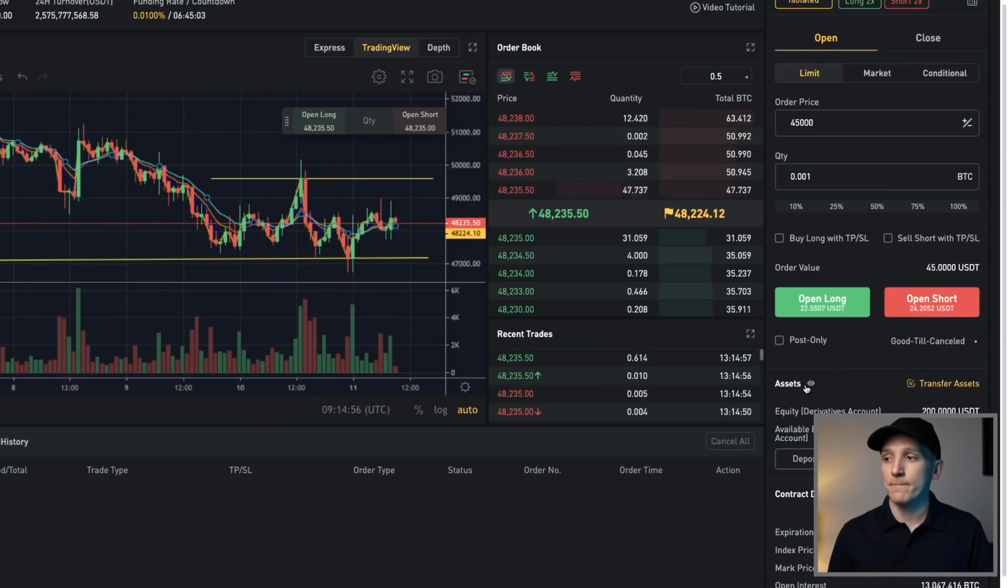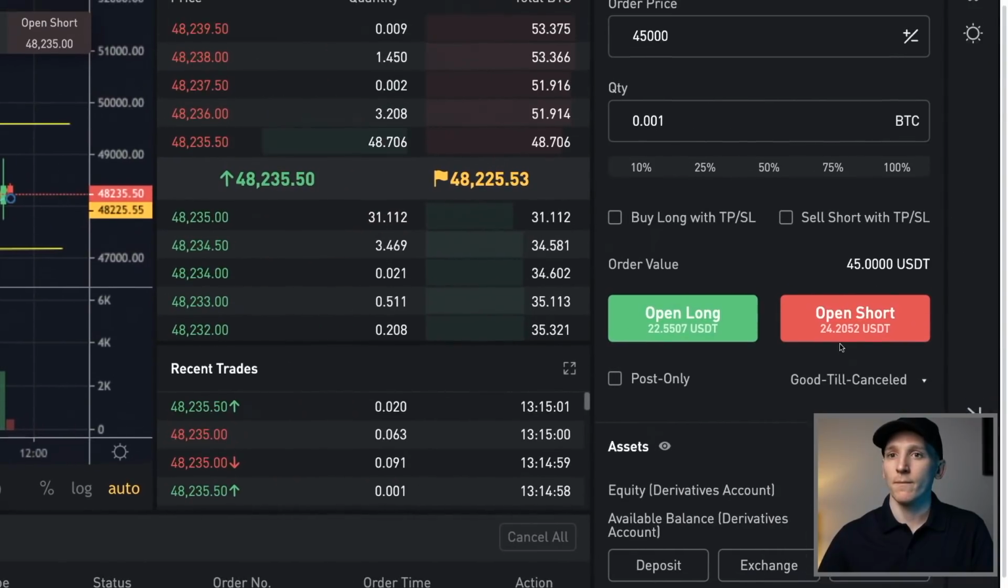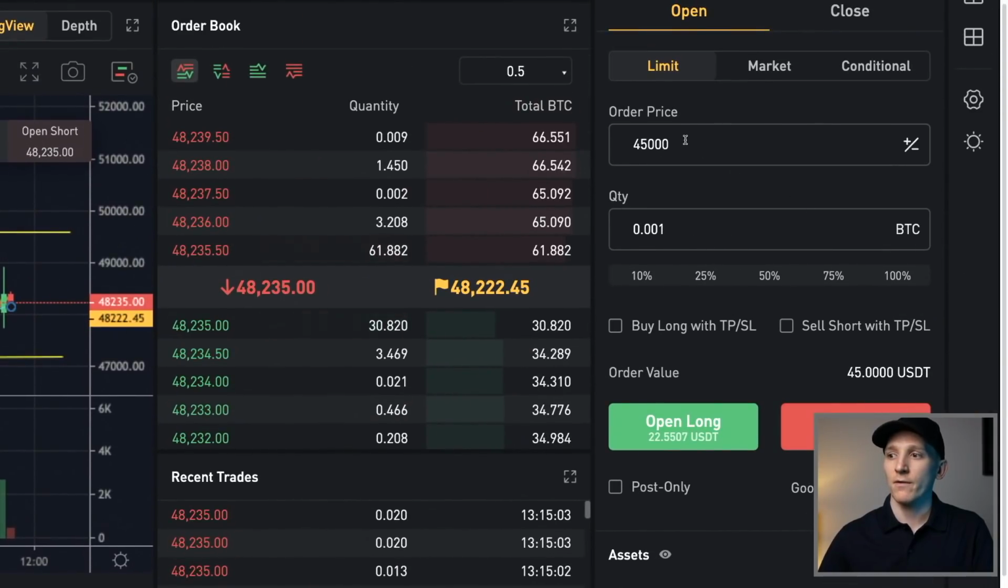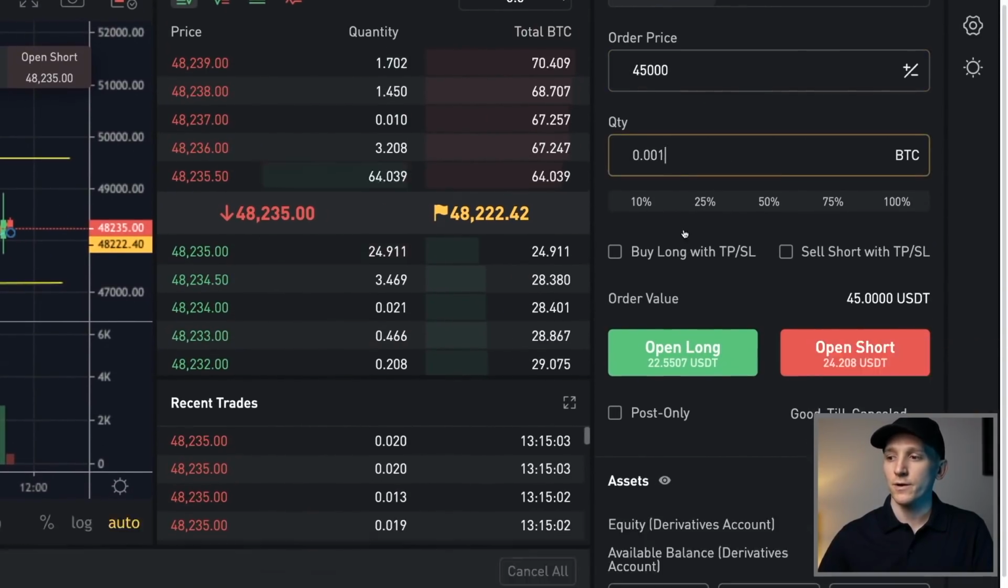I do suggest that if you're trading on leverage, because it's just going to mitigate some of your risk. So exactly the same parameters, and we're going to go through. So let's say we have an order price of 45,000. We want to trade this much.